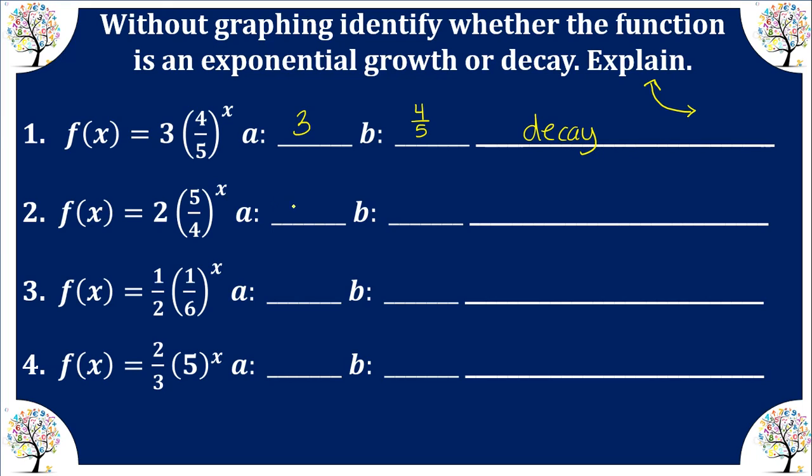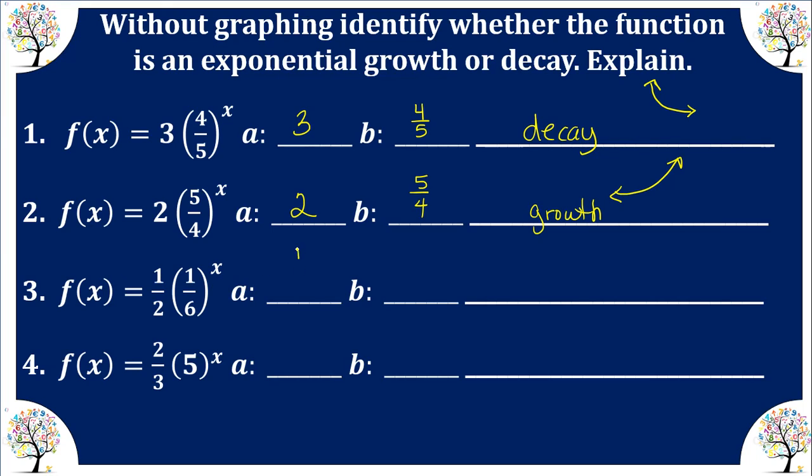Number 2, we have an A value, our initial value. The initial value for AB to the X is the y-intercept. My B value is 5/4, so just because it's a fraction doesn't mean it's a decay, because this is really 1 and 1/4. So this is a growth. Our graph would increase.